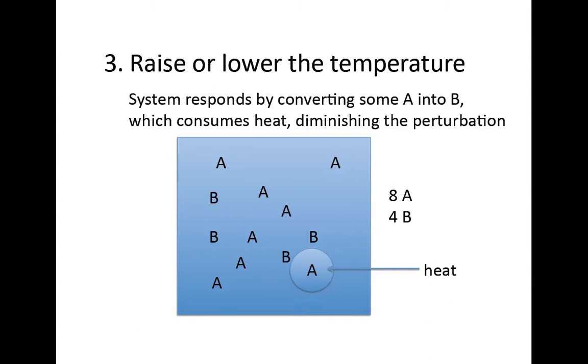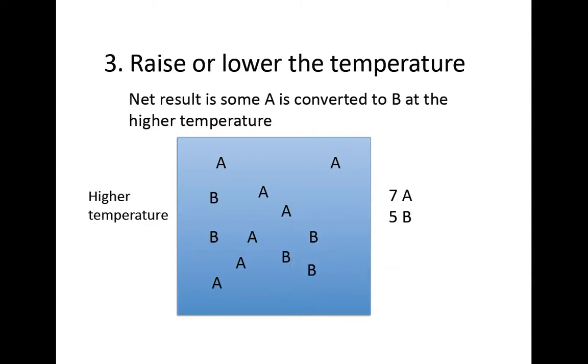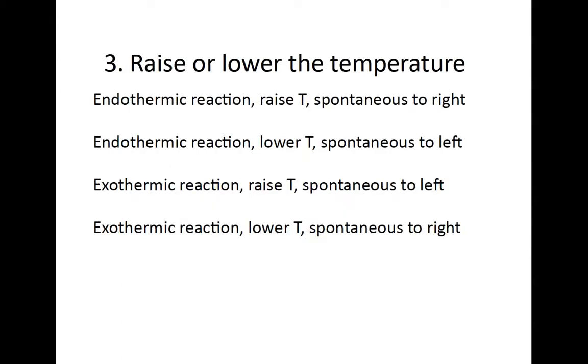Well, it could convert some A into B, which is, after all, an endothermic reaction. So there's A getting converted into B. Now, as you can see, we have fewer A molecules and one more B molecule. The net result is some A is converted into B at the higher temperature. The case that we just went over was an endothermic reaction where we raised the temperature, and the result was that the reaction shifted right, was spontaneous to the right.